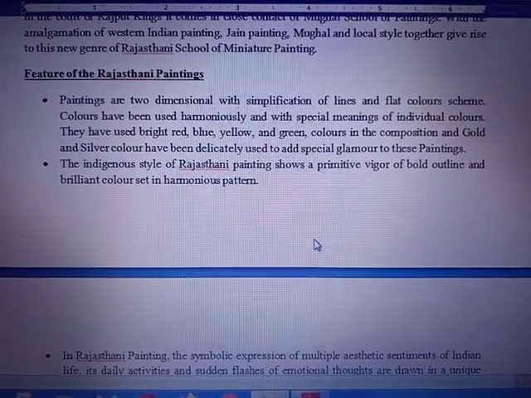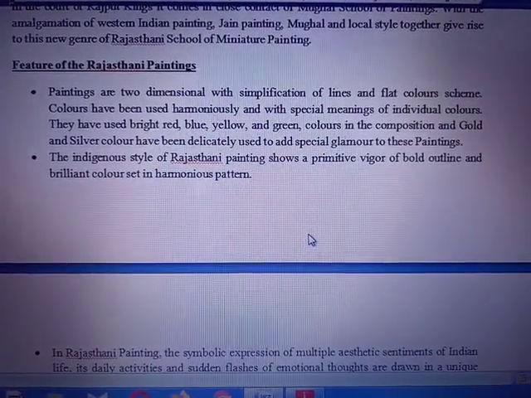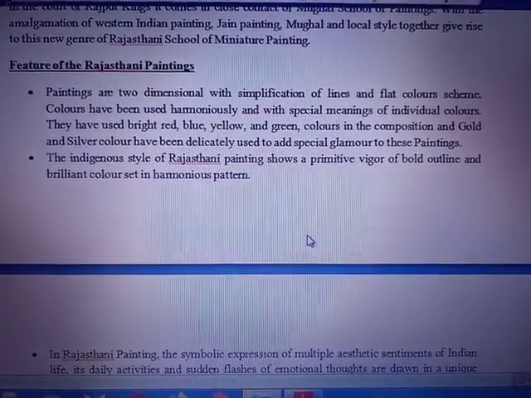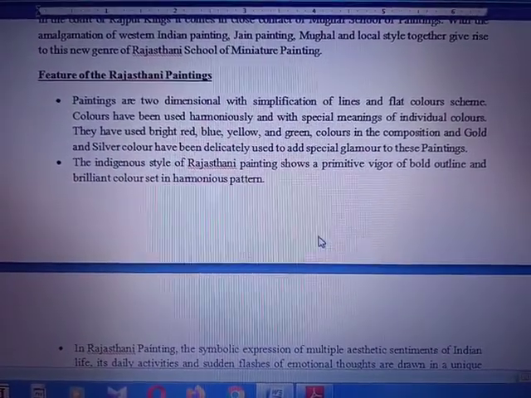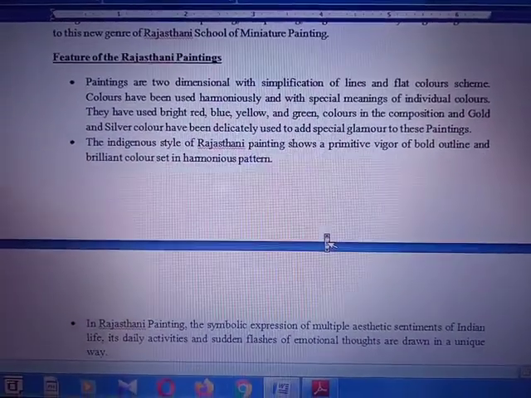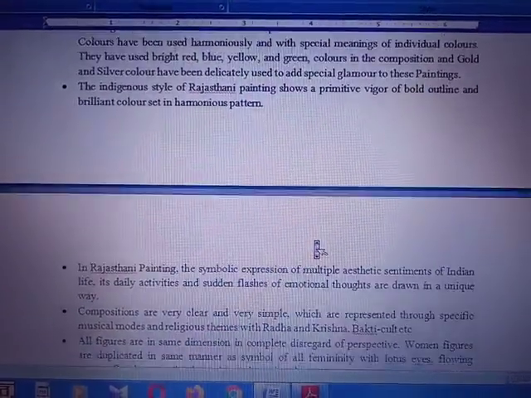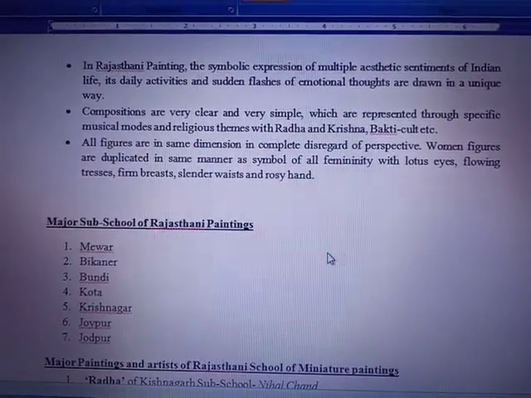Second, the indigenous style of Rajasthani painting shows a primitive visual of bold outline and brilliant color set in harmonized pattern. So, in the second point, we have got that bold outline and brilliant color are the characteristic features of Rajasthani painting.